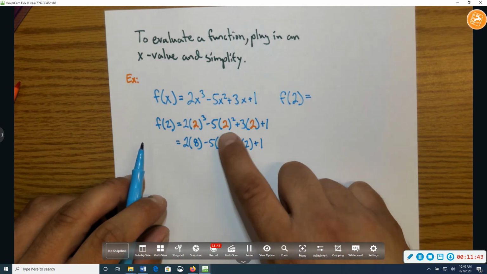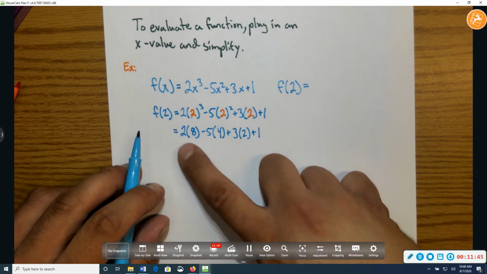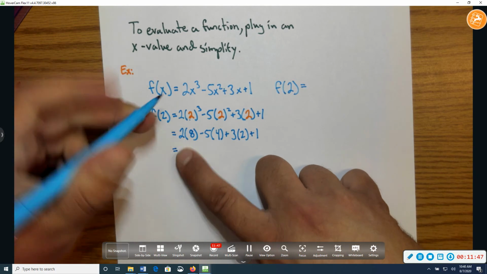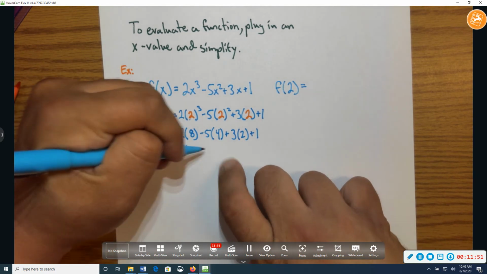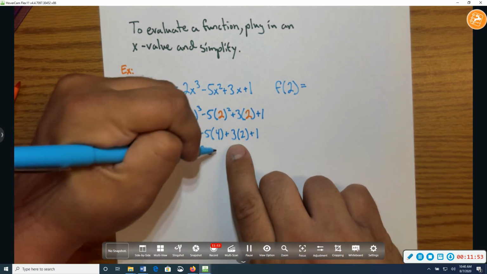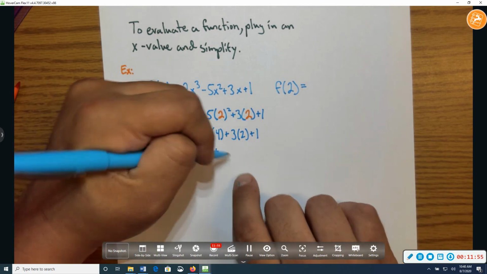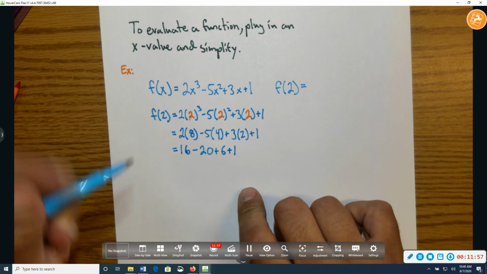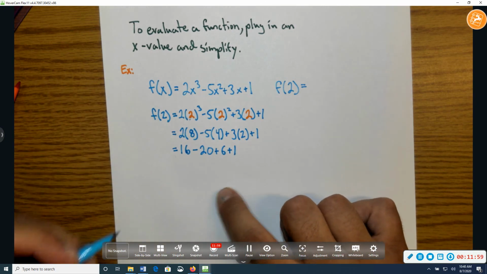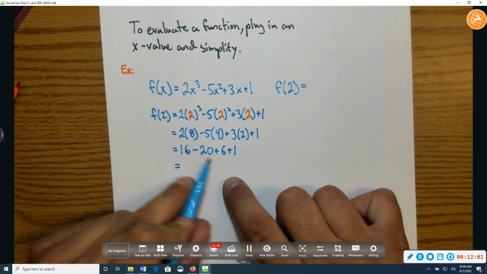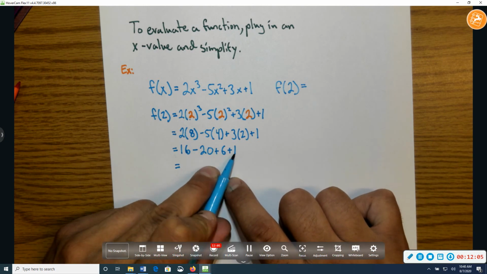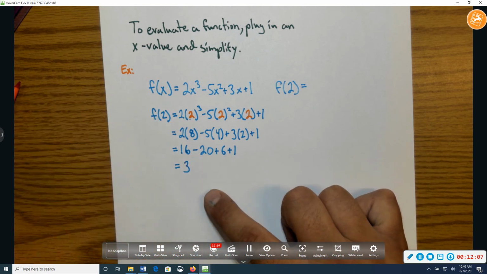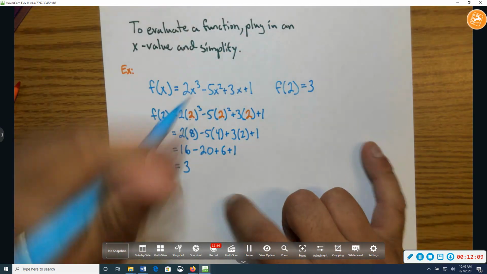So now that we got rid of our exponents, let's do multiplication. That is 2 times 8 is 16, minus 5 times 4 is 20, plus 3 times 2 is 6, plus 1, and then finally addition and subtraction. 16 minus 20 is negative 4, plus 6 is 2, plus 1 is 3. So f of 2 is 3.